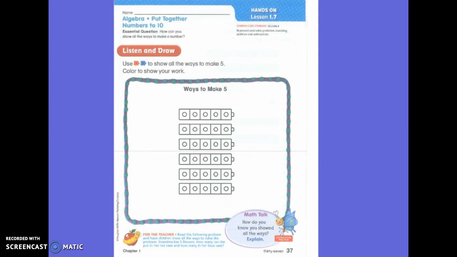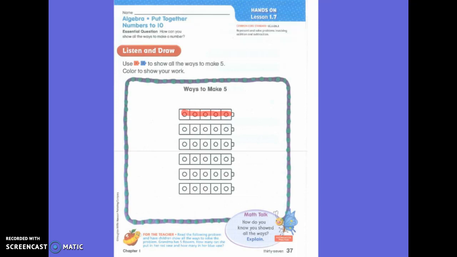So, I can put, or Grandma can put, all 5 flowers in the red vase, right? And she can have no flowers in the blue vase. And you need to color it nicely.